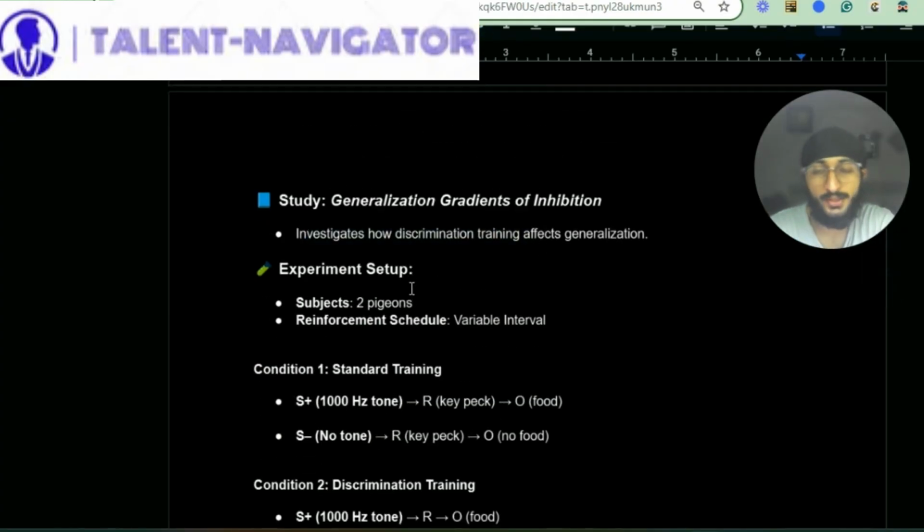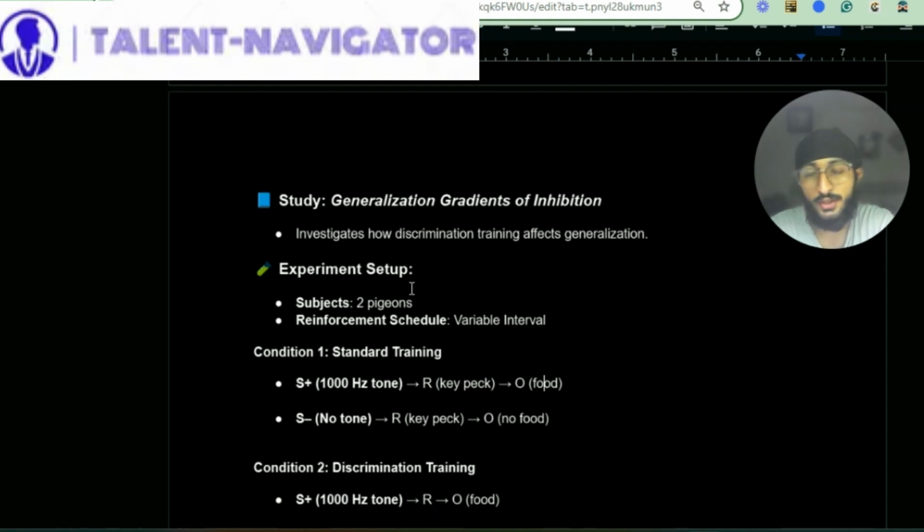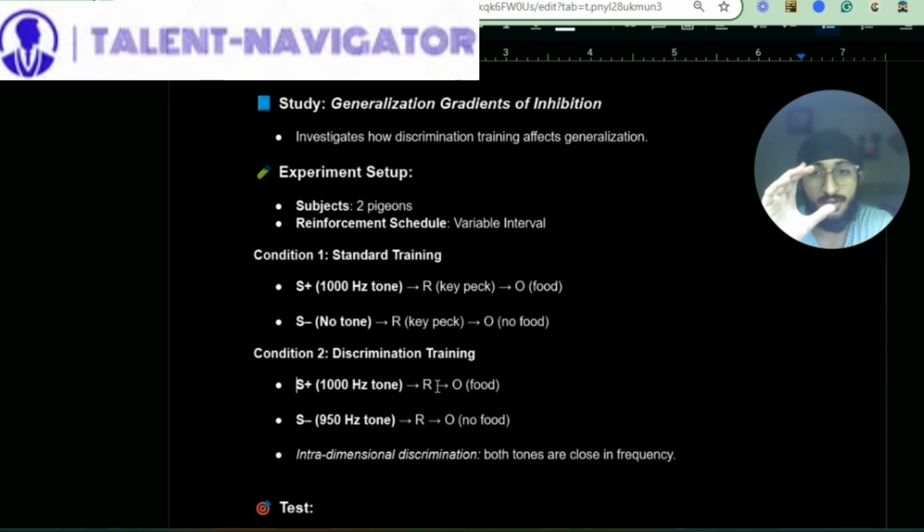The experiment setup is basically two subjects, which are two pigeons. Reinforcement schedule, variable interval. Condition 1 is standard training. S plus, which is a 1000 Hz tone, gives a response, pecking the key, and you basically get food. S minus is no tone, pecking, and no food. Condition 2 is discrimination training. S plus, 1000 Hz, response leads to food.